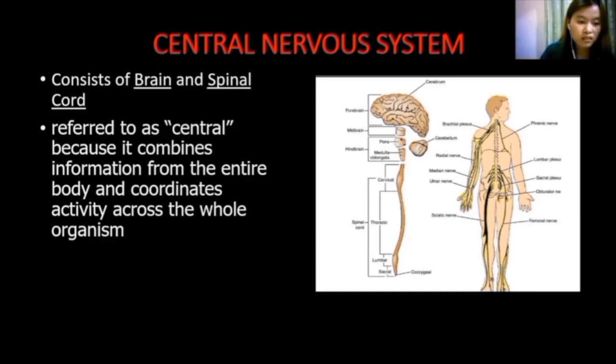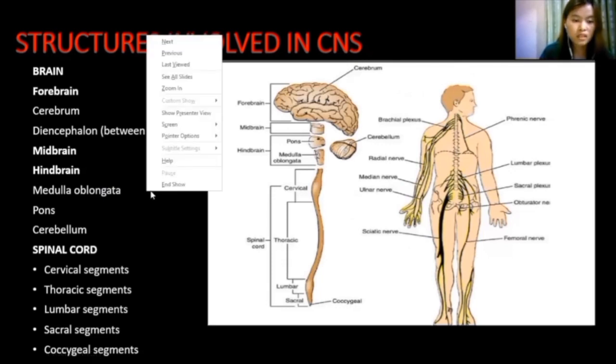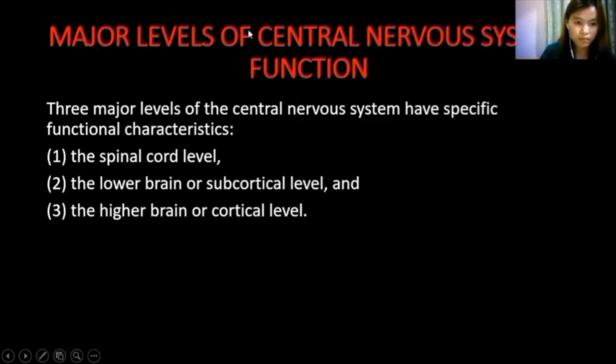It is referred to as central because it combines information from the entire body and coordinates activity across the whole organism. The structures involved in the central nervous system are the brain, forebrain, cerebrum, diencephalon, midbrain, hindbrain, medulla oblongata, pons, cerebellum, and the spinal cord segments, which will be discussed later. Three major levels of the central nervous system have a specific functional characteristic: the spinal cord level, the lower brain or subcortical level, and the higher brain or cortical level.